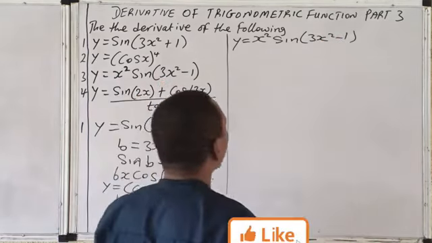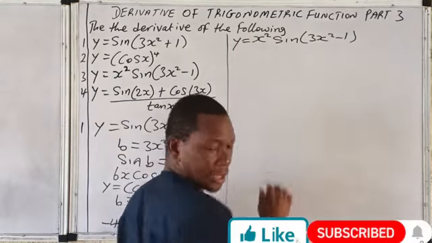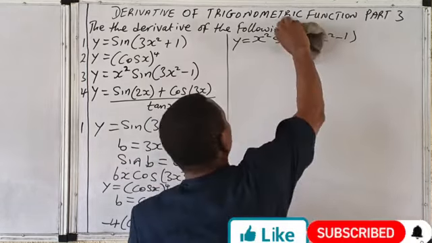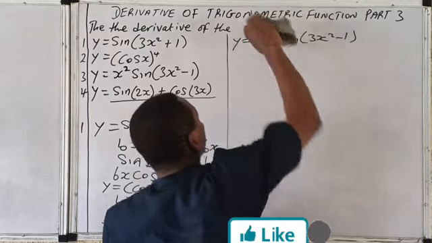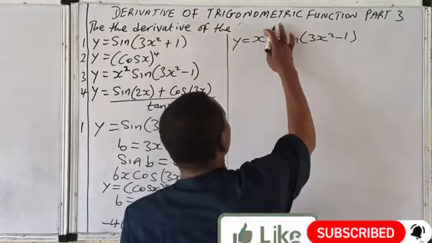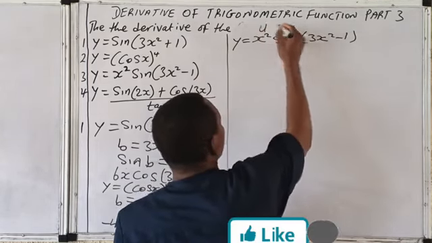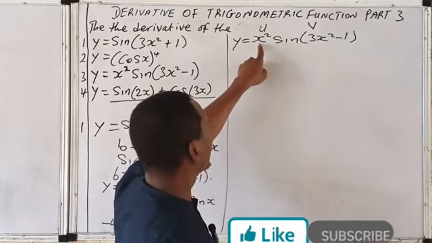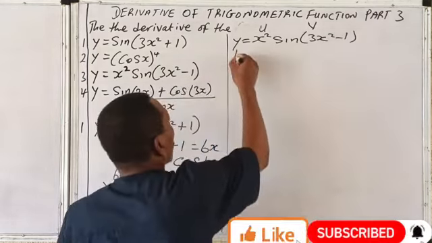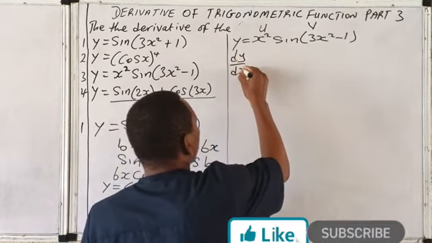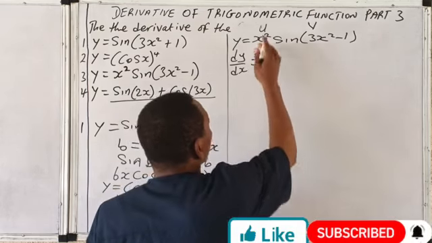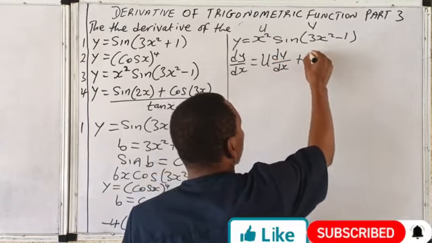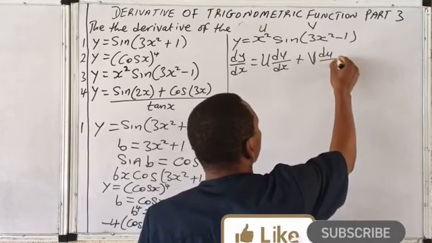Now, in this question, I have to clean this place. Okay. We'll take this as u and this as v. And we are going to use our normal dy/dx, which is the product rule: u dv/dx plus v du/dx.